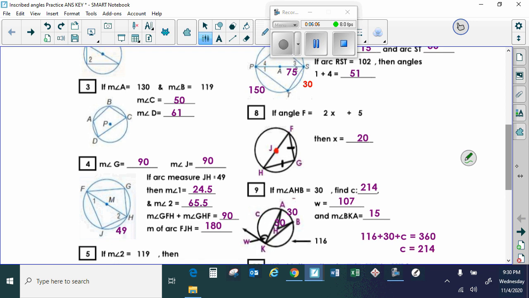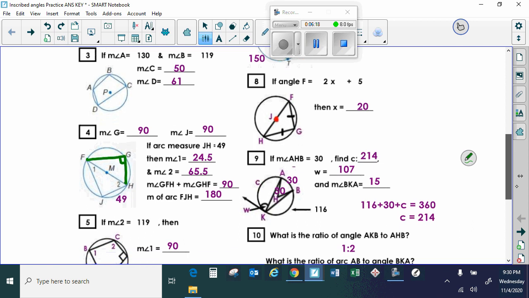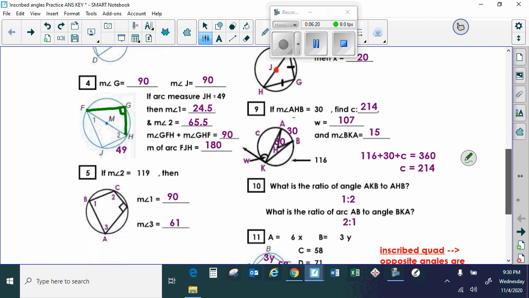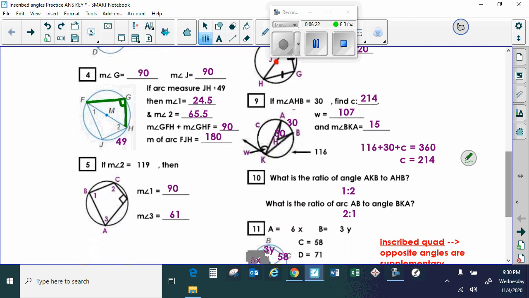All right, number 4. Measure of angle G is 90. We should already know that because it goes to the ends of a diameter. We've already done plenty of those, so it better be pounded in your head. That means you're going to see this many of these. All right, measure of angle J. That goes to the end of a diameter, so again, that has to be 90. Nice and easy for those two.